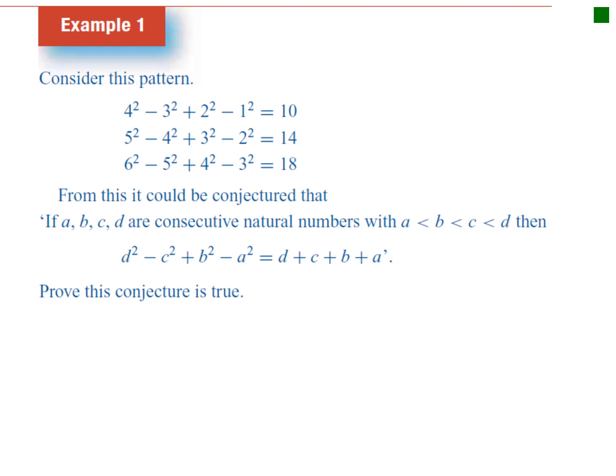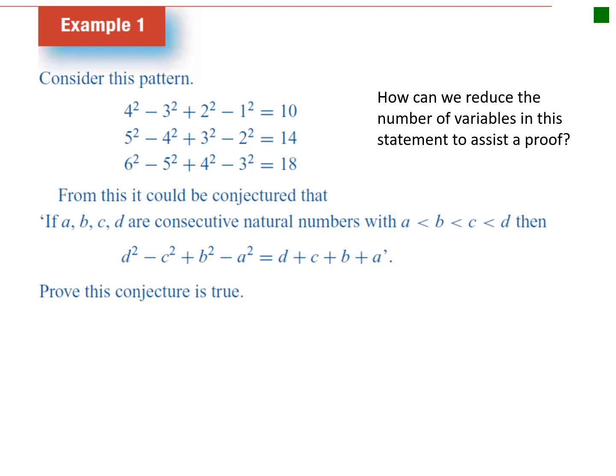So the statement is as follows: if A, B, C, and D are consecutive natural numbers with B bigger than A, C bigger than B, and D bigger than C, then that statement must be true. You have to prove it. Now, they've thrown you off a little bit by using 4 different pronumerals. So how could you make this easier by collapsing those 4 pronumerals to a single one?